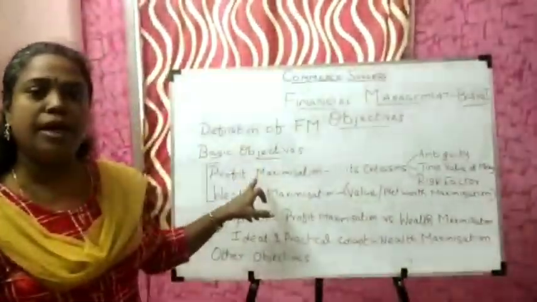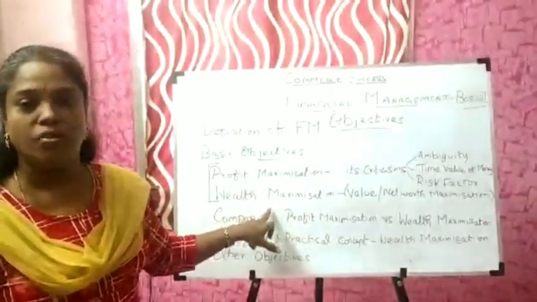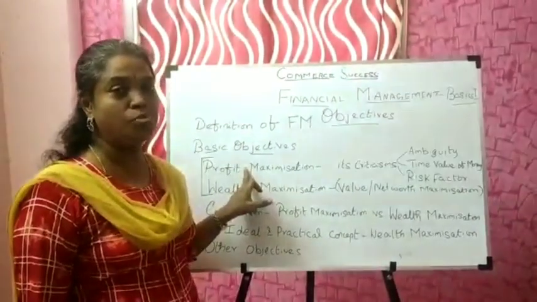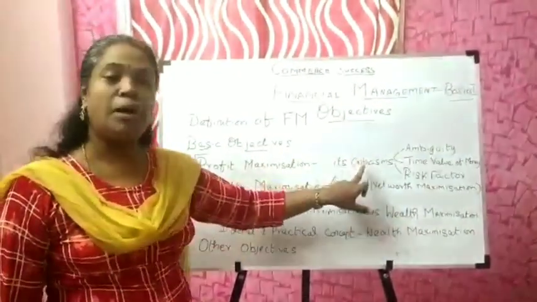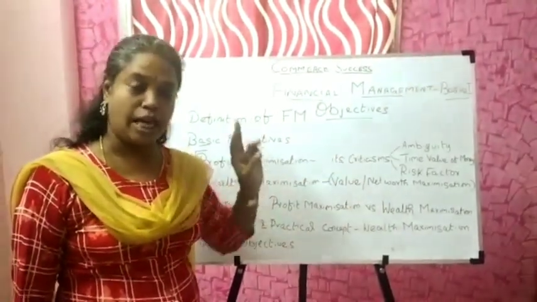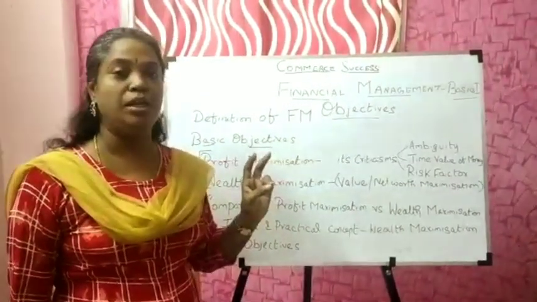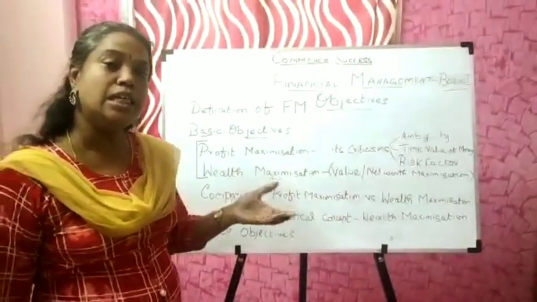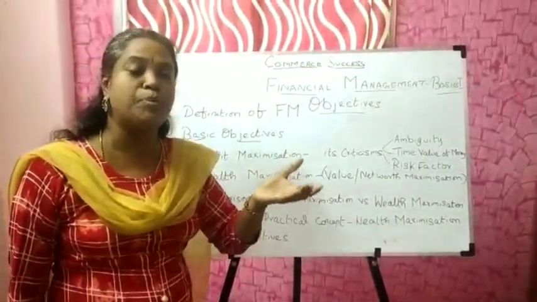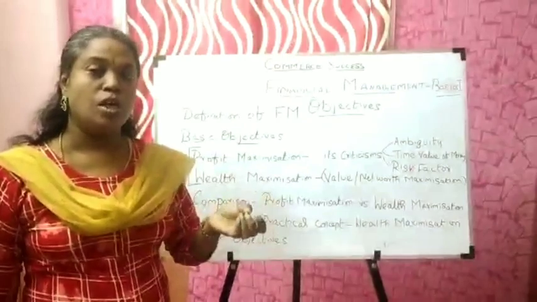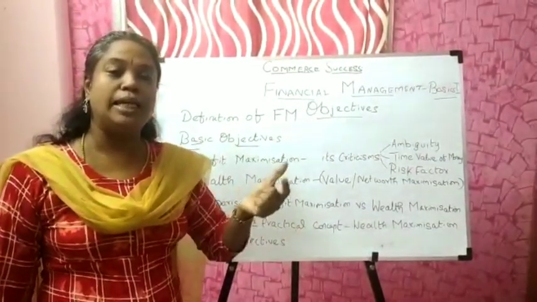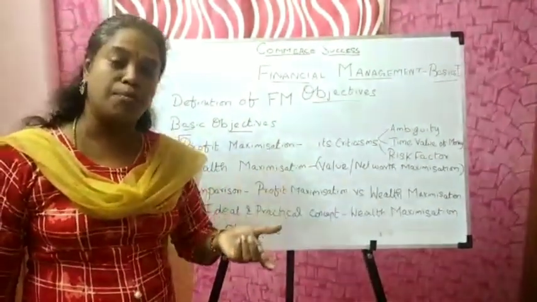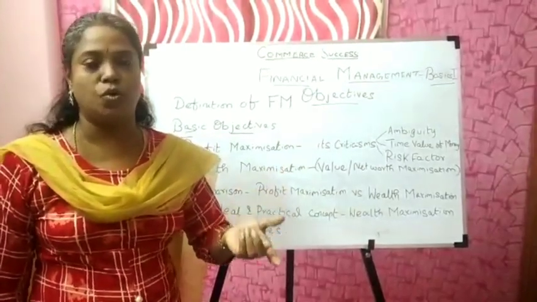Now, let us compare the profit maximization concept with wealth maximization. In profit maximization, what are we aiming at? We are aiming to maximize the profits of the business. But it has the following criticisms. Profit is ambiguous. It ignores the time value of money. It ignores the risk factor. But in wealth maximization, we are trying to increase the shareholders' wealth. We try to increase the net present value of the firm. When we increase the net present value, it automatically increases the market price of the firm. It increases the value of the firm. It increases the market price of the firm and also increases the shareholders' wealth.